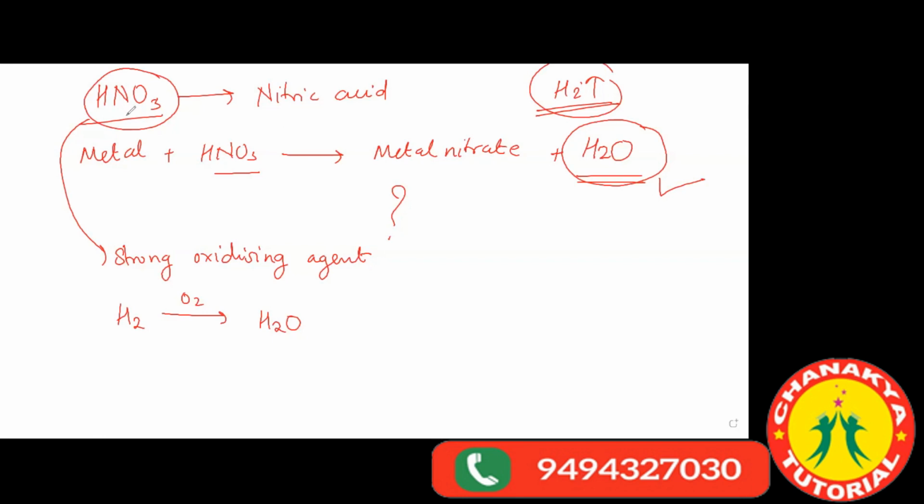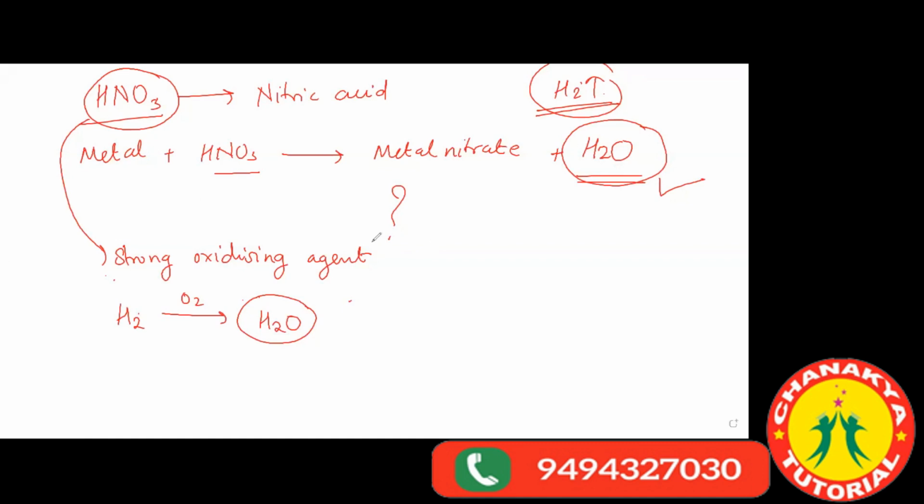Once again, I'll repeat. Nitric acid is what? Strong oxidizing agent. So whatever hydrogen gas is released in the reaction, as it is released in your previous reactions with HCl and H2SO4, this hydrogen gas is being oxidized into water molecule due to the strong oxidizing reagent HNO3. And hence it will convert into water molecule.